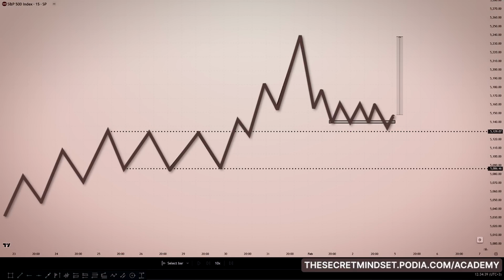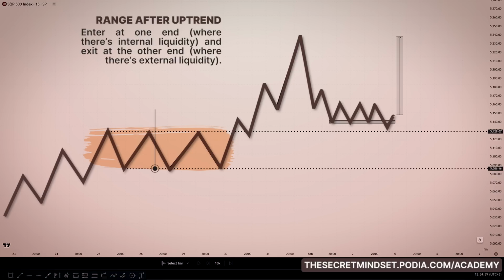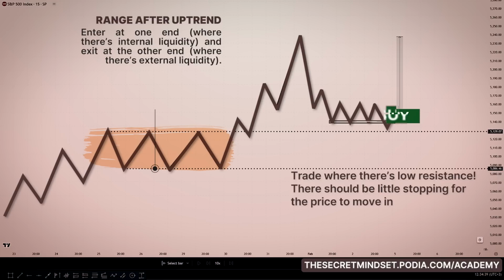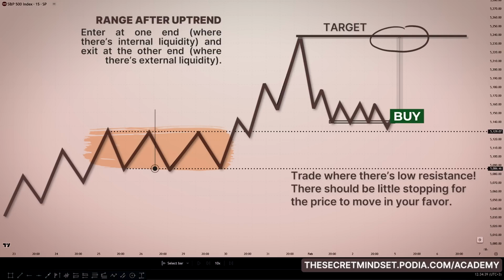Every time the market makes a new range, mark the high and low. If you are trading in this range, you might enter at one end, where there's internal liquidity, and exit at the other end, where there's external liquidity. Also, you want to trade where there's low resistance. This means there should be little stopping for the price to move in your favor.